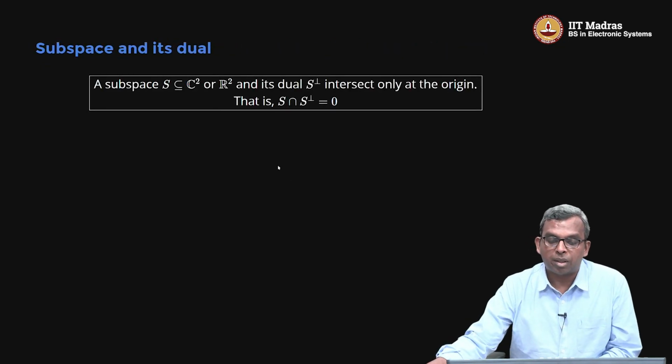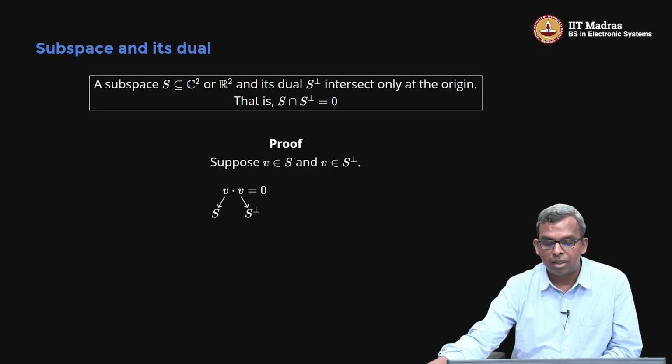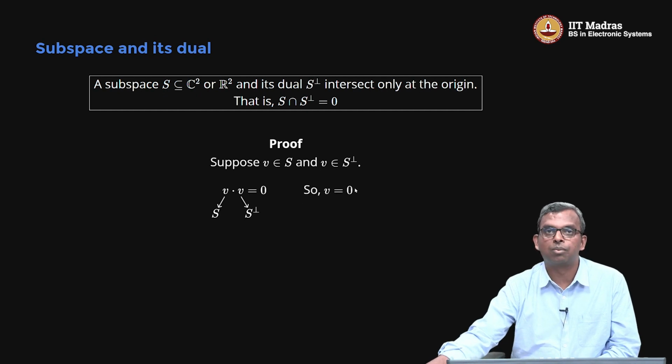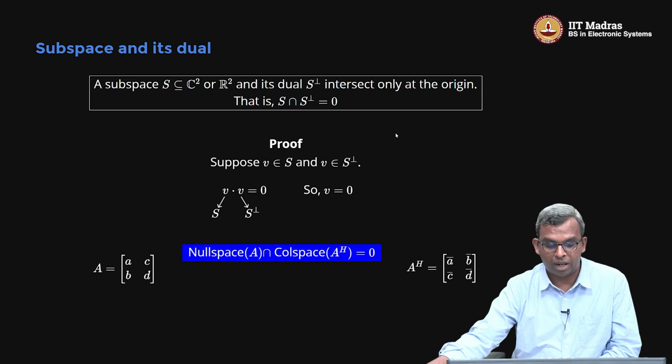One more property of subspace and its dual. This is an important thing to remember, that subspace and its dual can intersect only at the origin. Why is that? This proof is very easy. Supposing you have a vector at the intersection of S and S perp, as in V belongs to S and V belongs to S perp also. Then V dot V will be 0, right? V is in S, V is also in S perp, so V dot V better be 0. So if V dot V is 0, V is 0, right? So if you have any vector in both S and S perp, it has to be 0. That's the important fact here.